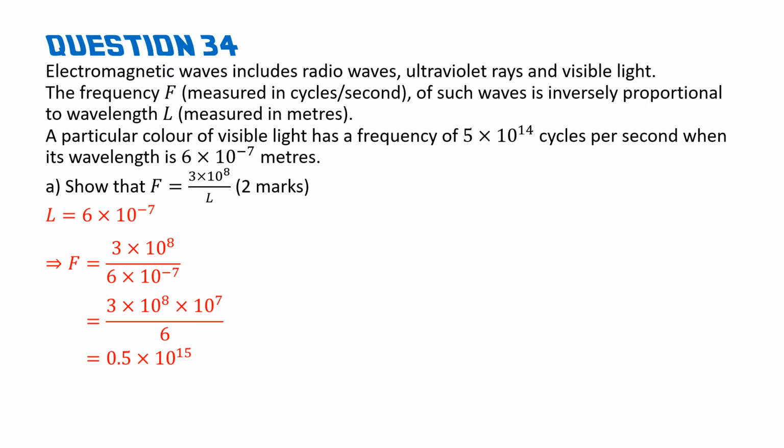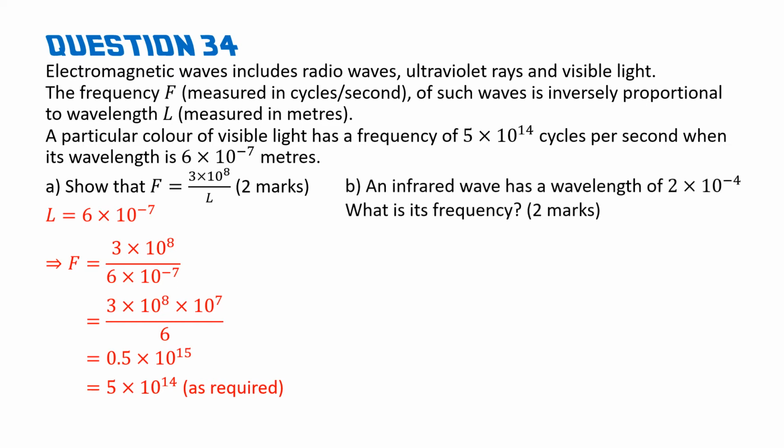So that 15 is going to drop down to 14. So that 0.5 times 10 to the power of 15 is the same as saying 5 times 10 to the power of 14. Now, I've moved my decimal place 1 place to the right so that that 0 out the front goes away, but I have to take 1 away from that power of 15. And then when we look back up, lo and behold, we were told that the frequency was 5 times 10 to the power of 14. So we have shown that f does indeed equal 3 times 10 to the power of 8 all over L.